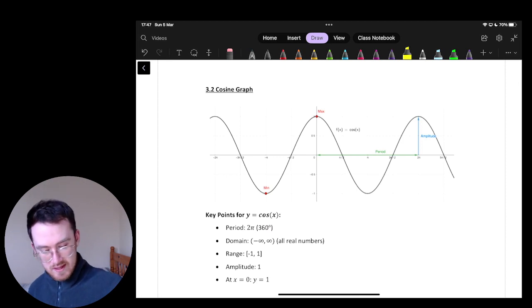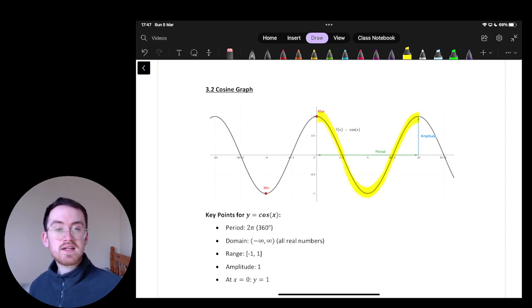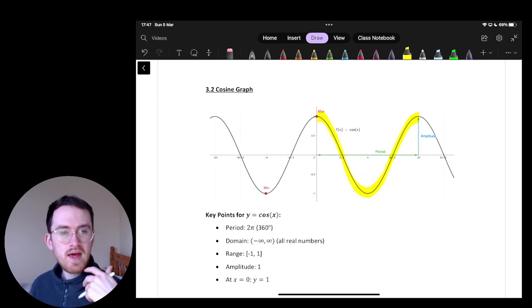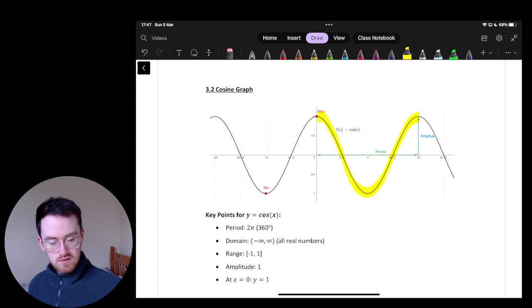So if I highlight again one cycle in the yellow highlighter here, we can see that the cycle looks slightly different. It's more of just kind of a U shape nearly. So the cycle looks slightly different, so that makes it a little easier to differentiate from your sine graph. Again, amplitude, the distance from the midline to the highest point, is still just 1.